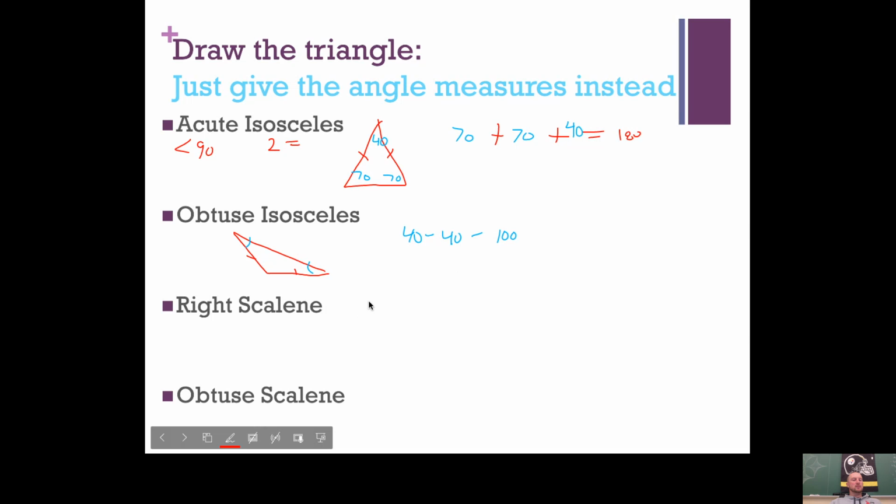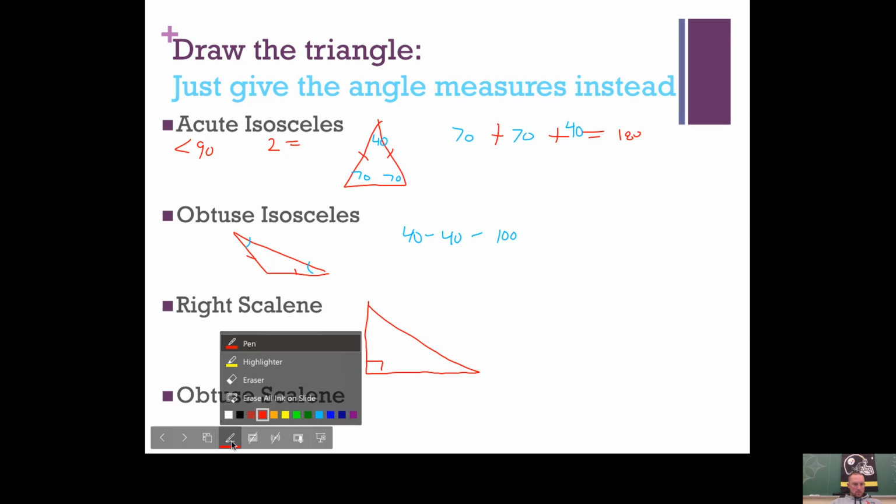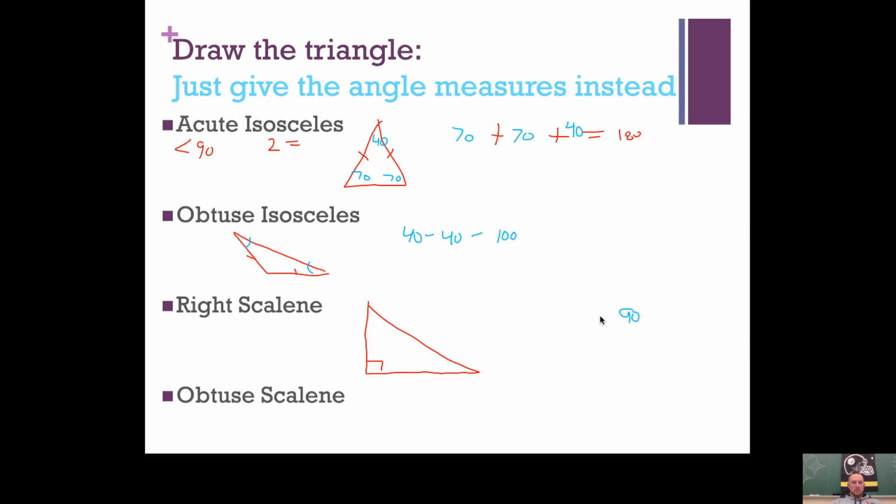Right scalene. It'll look like that. That's your longest side. These two sides are definitely not the same length. I'm definitely going to need a 90-degree angle. And I need my other two measures to not be the same, but to add up to 90. That way you get 90 and 90 to make 180.